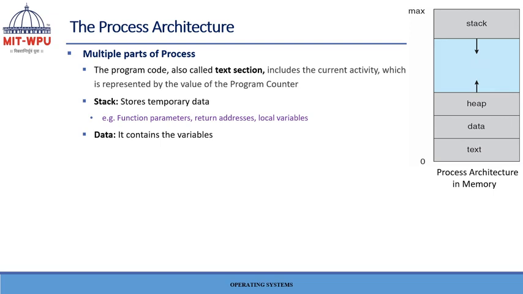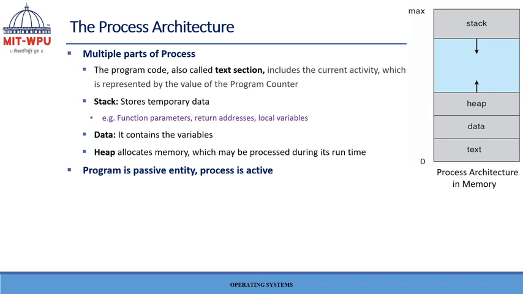A process may also include a heap, which is memory that is dynamically allocated during process runtime. The structure of the process in memory is shown in a diagram, which consists of text, data, heap storage and stack.